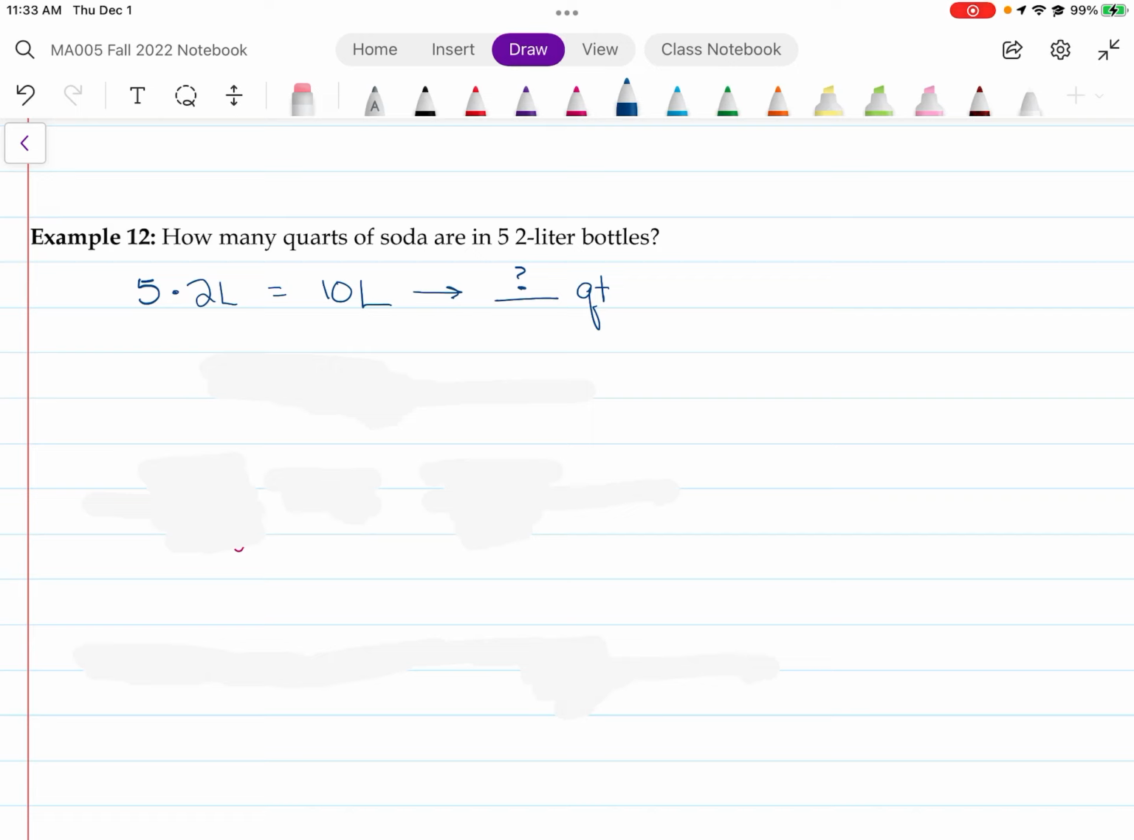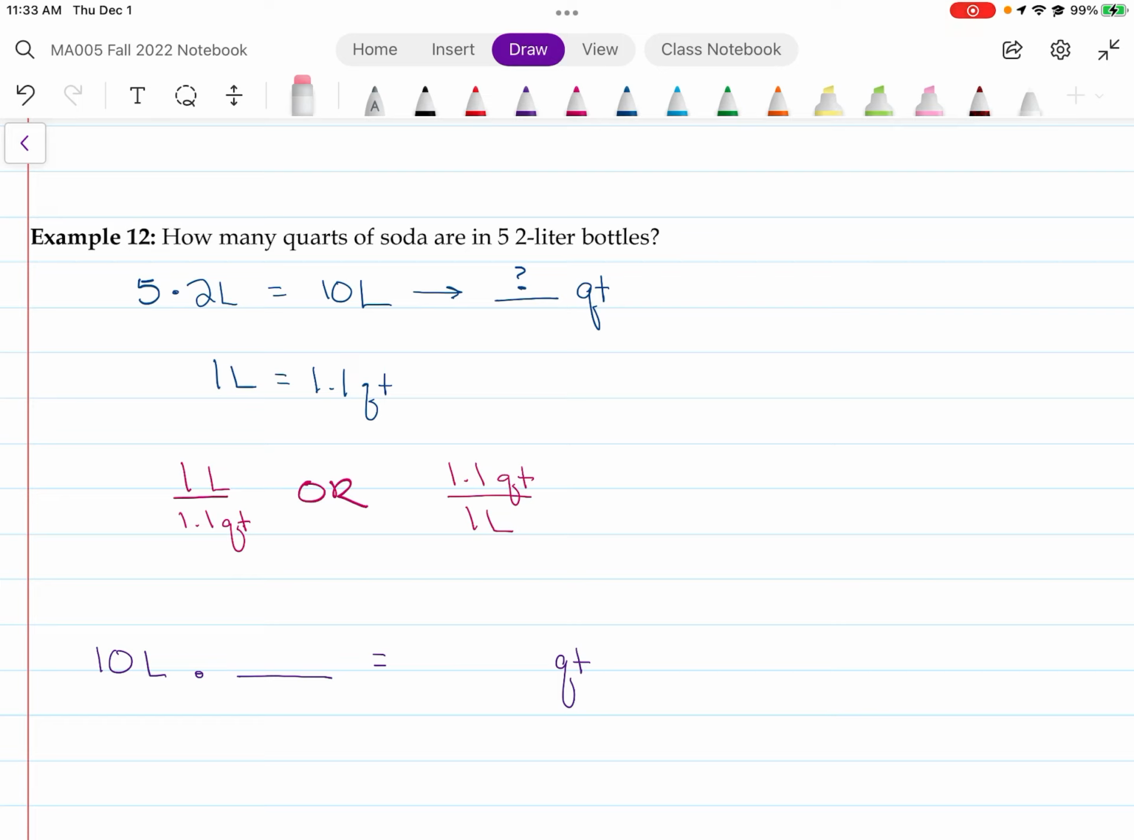What is my conversion factor? You would need to go look it up if I wasn't showing it to you. The conversion factor is that 1 liter equals 1.1 quart. There are 2 different ways to write that: 1 liter per 1.1 quart, or 1.1 quart per 1 liter. So write your math sentence and let's fill it in.